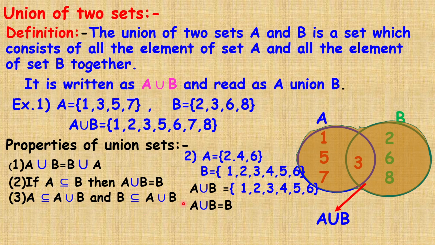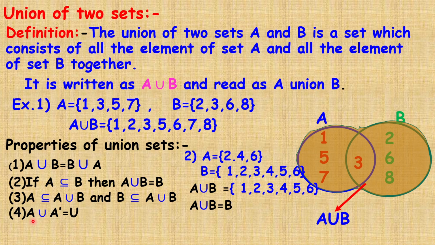Third property, A is a subset of A ∪ B and B is a subset of A ∪ B. Means here in this example, set A having the elements 2, 4, 6 is a subset of A ∪ B. Means here set A is a subset of A ∪ B and set B having the elements 1, 2, 3, 4, 5, 6 is a subset of A ∪ B having those elements.